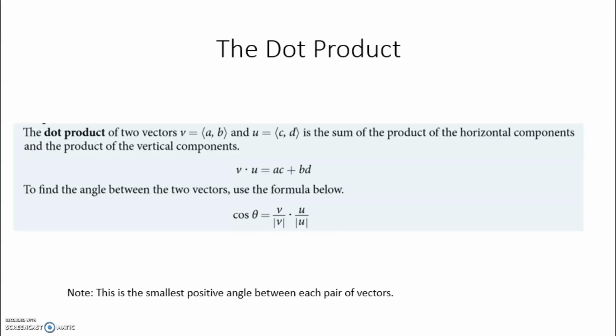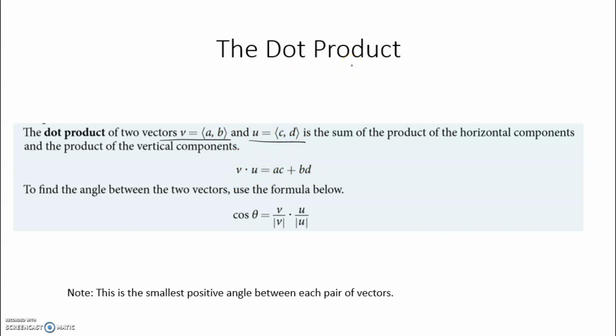Okay, then let's look at something called the dot product. Now this is when you take two different vectors, and what you're going to have is A times C, then plus B times D. So you're multiplying the first components, multiplying the second components, and then adding that. So that would be the dot product of two vectors.